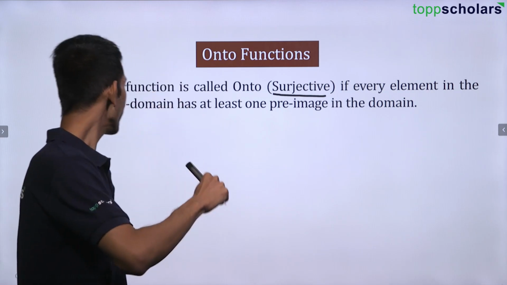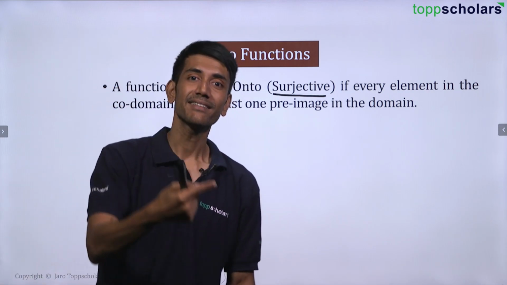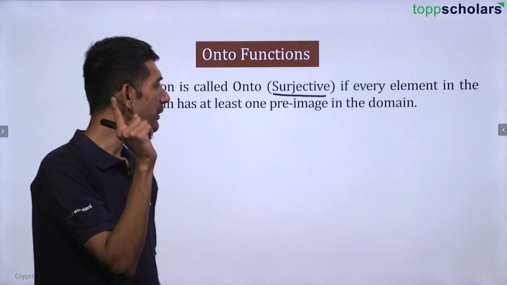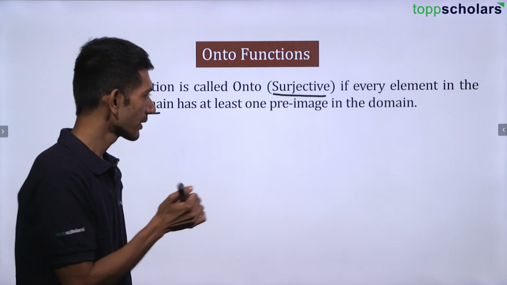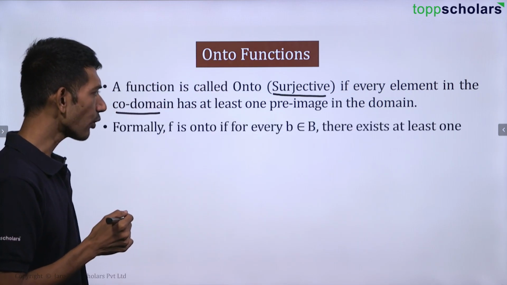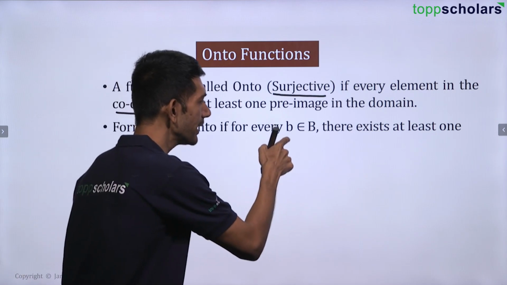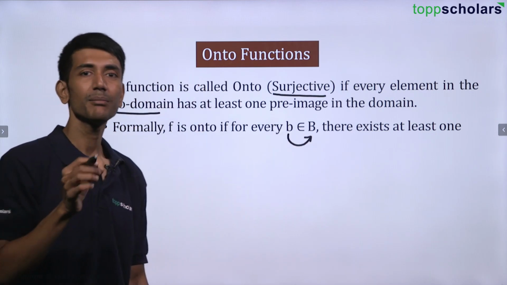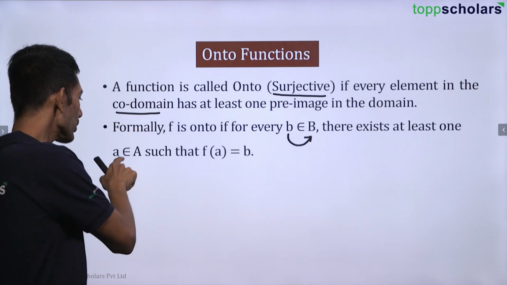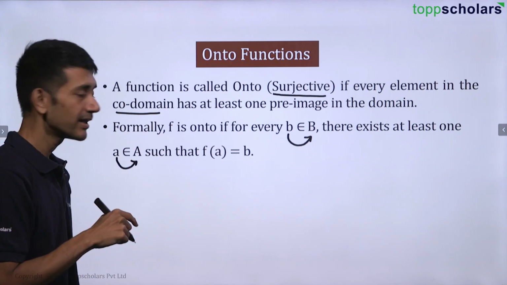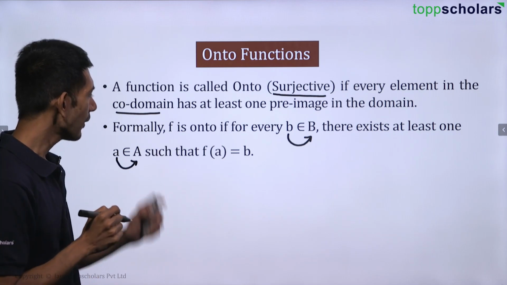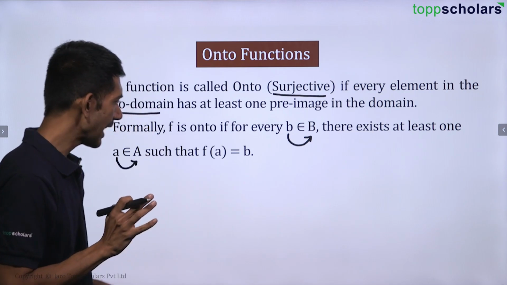A function is called onto if every element in the codomain, that is the second set, has at least one pre-image in the domain. So let us have an example here itself. f is onto if for every b belonging to the second set B, there exists at least one a belonging to the first set A such that f of a is b. Now notice very carefully, we'll have an example.